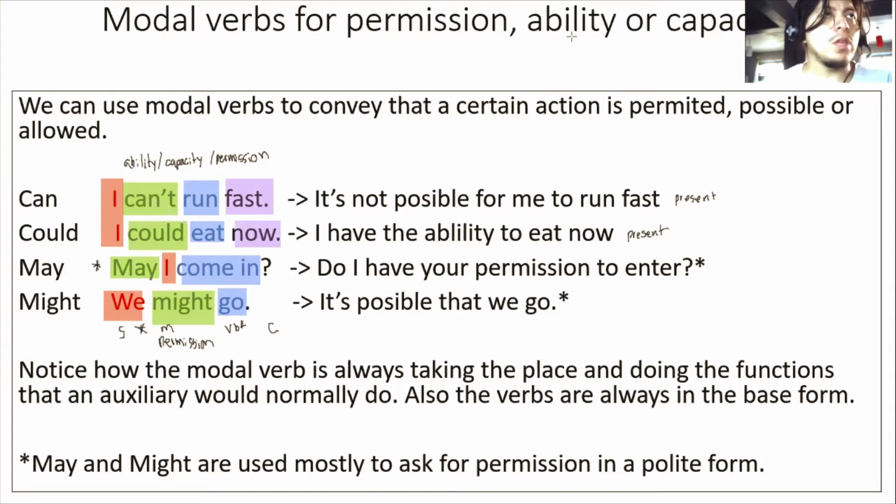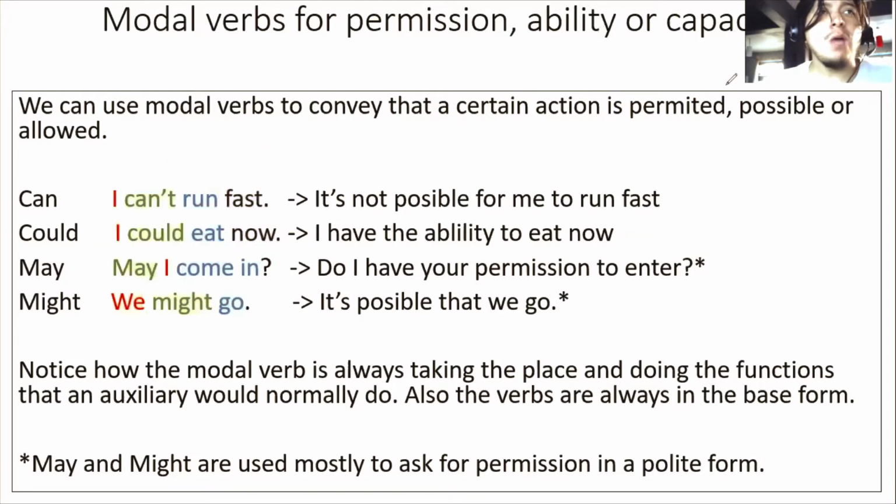But the important thing here to remember also is that all of them mean present. Present, present, present, and present. May I come in? When? Now, in this moment. Yes, you may, or no, you may not, but it's now, in this moment. I can run fast. When? Now. I could eat now. When? Now. It is always now. All of them always mean present. So how do you change this if you want to express ability, capacity, or permission in the future or in the past? That would be a problem.